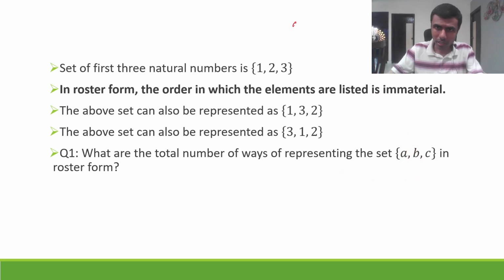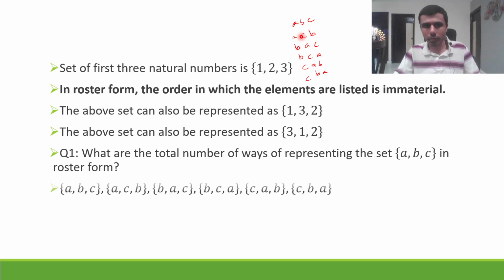One is ABC, ACB. Next, keep B at the start: BAC, BCA. Next, keep C at the start: CAB and CBA. I hope it makes sense. These are the 6 ways in which you can represent the set, and my answer is 6. Hope you got that right.